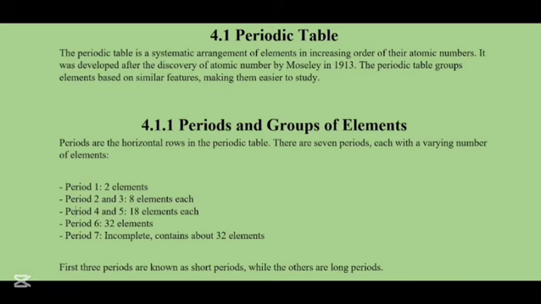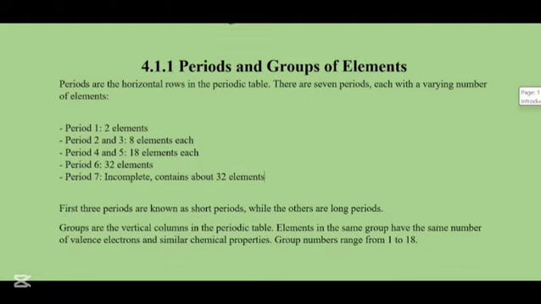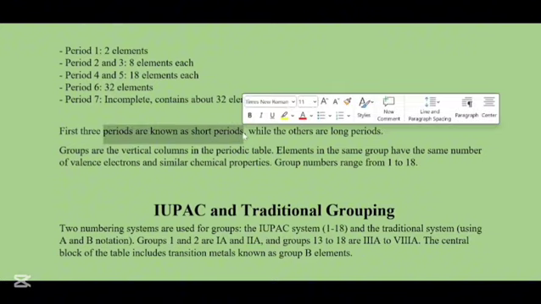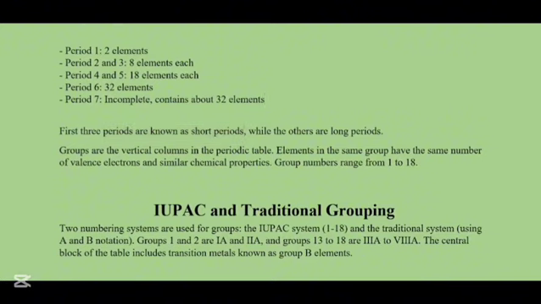Periods 4 and 5 include 18 elements each, and period 6 includes 32 elements. Period 7 is incomplete, but it contains about 32 elements. The first 3 periods, which are period 1, period 2 and period 3, are known as short periods, while the others, ranging from 4 to 7, are long periods.